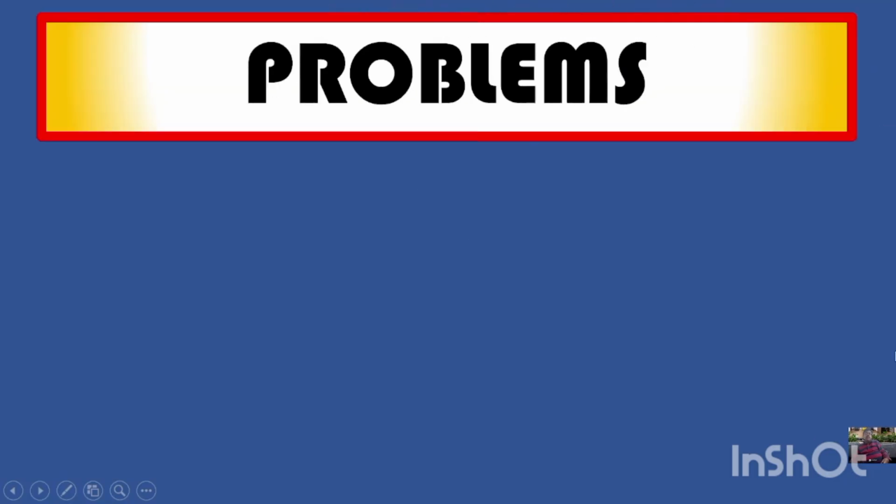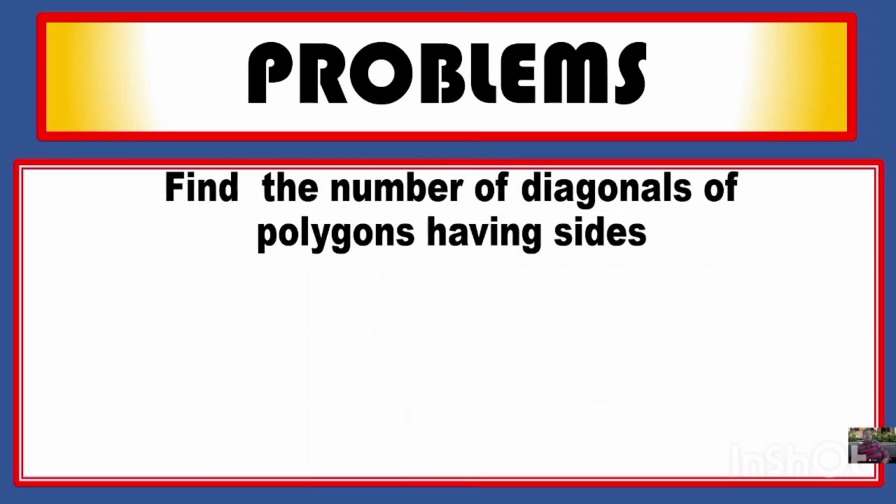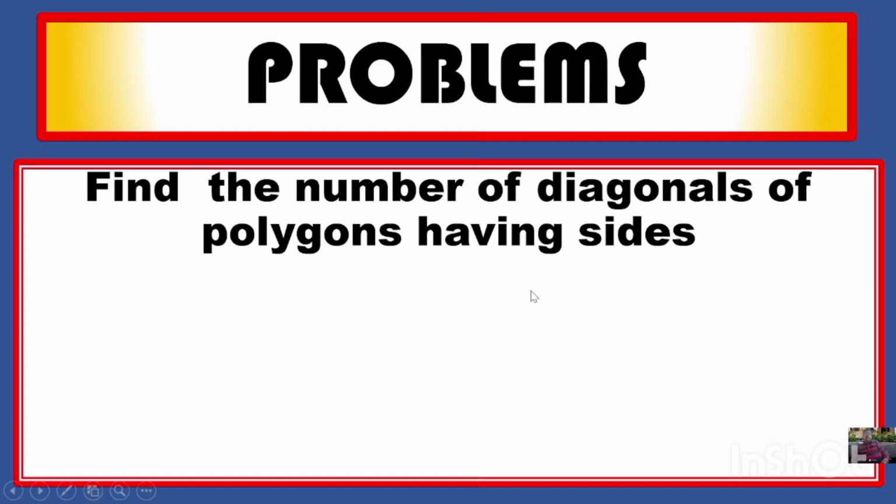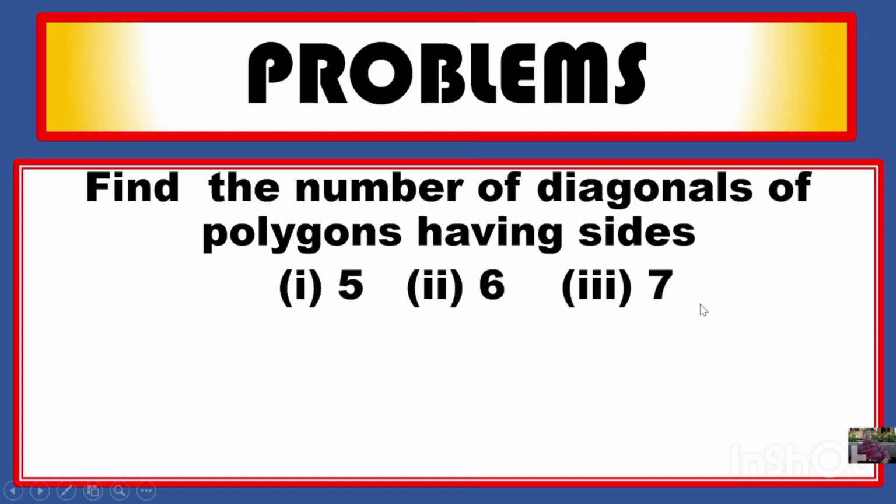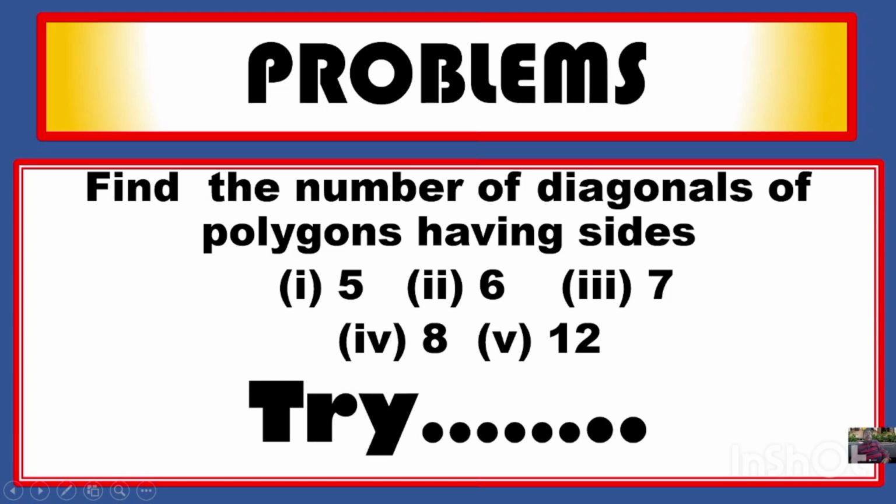So in this class we are discussing some problems for you, and also an assignment has been given to you in the form of homework at the end of the class, and I hope you will try the assignment: find the number of diagonals of polygons having different numbers of sides. Let us try the problems.